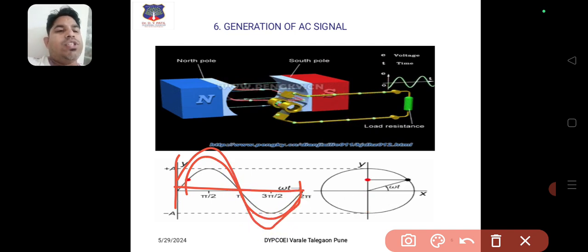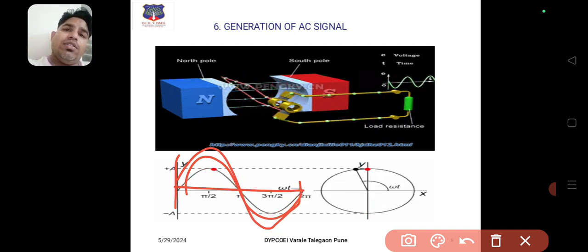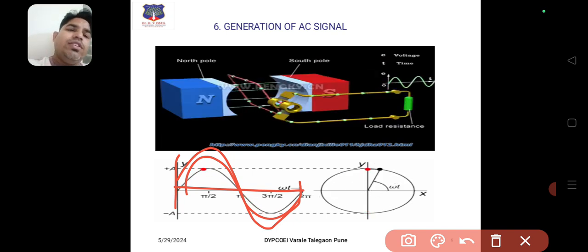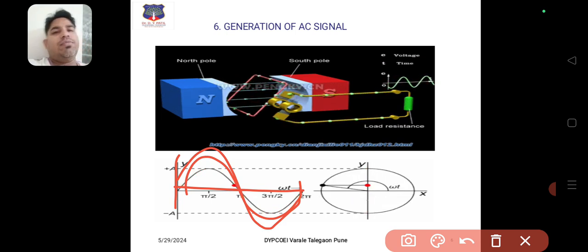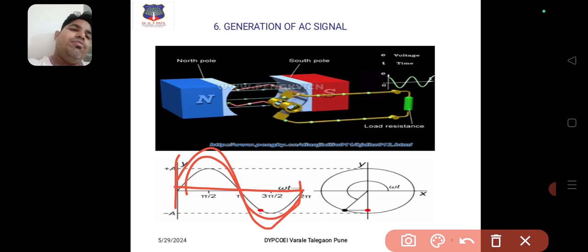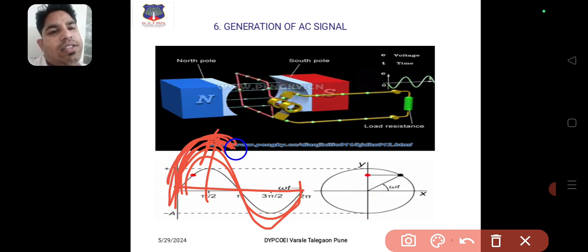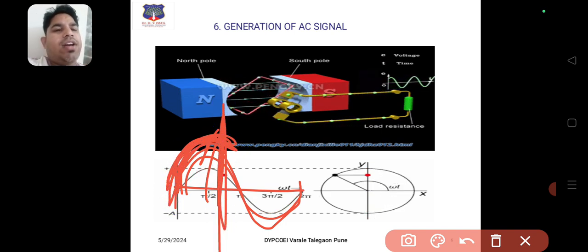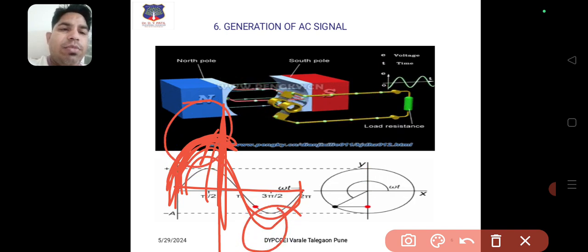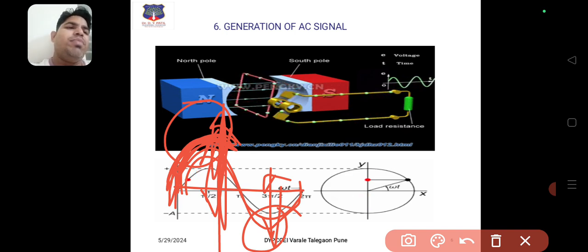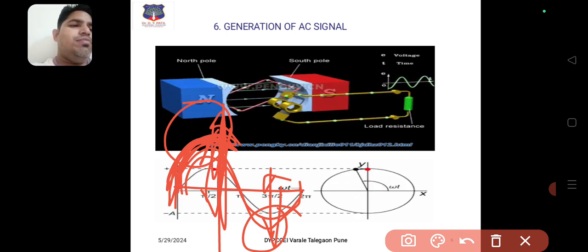What is one cycle? A set of one positive half cycle and a set of one negative half cycle, we call a cycle. What is the period? The time required to complete one cycle is called the period. The reciprocal of the period we call frequency. The maximum value attained by the alternating quantity is the amplitude. The maximum positive and maximum negative values together we call the peak to peak value. It is all that simple concept behind the AC signal.